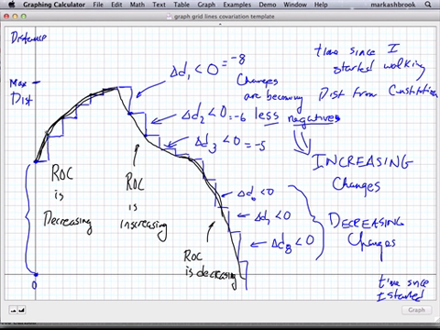Concave down. Cupped down. Okay? Notice over here, we said the rate of change is decreasing, and it is concave down. So for these two, it's consistent. If the rate of change is decreasing, it's concave down.